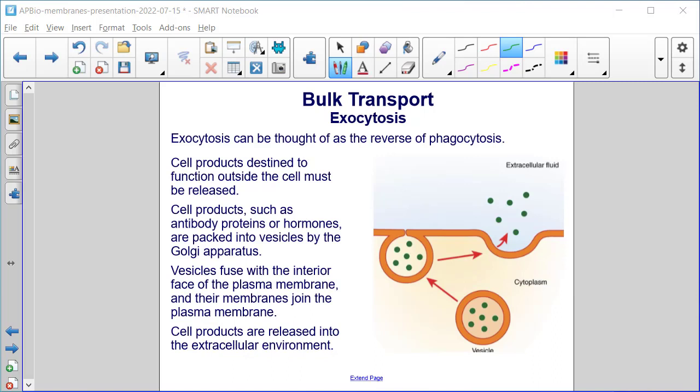Exocytosis. Exocytosis can be thought of as the reverse of phagocytosis. Cell products destined to function outside the cell must be released. Cell products, such as antibody proteins or hormones, are packed into vesicles by the Golgi apparatus, which you can see here. Vesicles fuse with the interior face of the plasma membrane here, and their membranes join the plasma membrane. Then cell products are released to the extracellular environment.